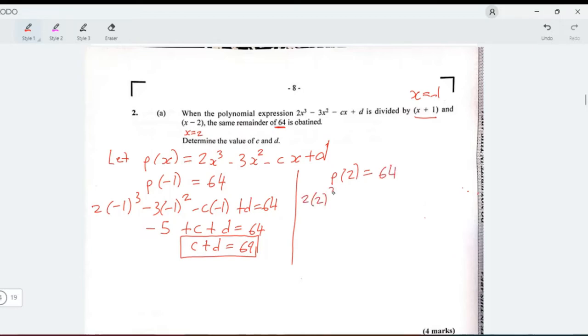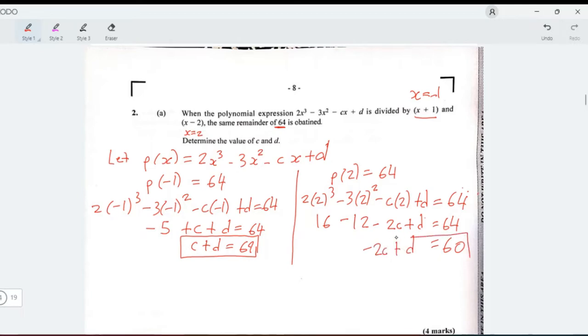So 2 times 2 cubed minus 3 times 2 squared minus c times 2 plus d is equal to 64. 2 cubed is 8, 8 twos is 16. Just want to make sure 2 cubed is 8, 8 twos is 16. 2 squared is 4, 4 threes is 12. Minus 2c plus d equals 64. Now 16 minus 12, I believe that is 4. And you bring it to the other side, it becomes negative 4. And 64 minus 4 is 60. This is minus 2c plus d equals 60. So now we have our second equation.